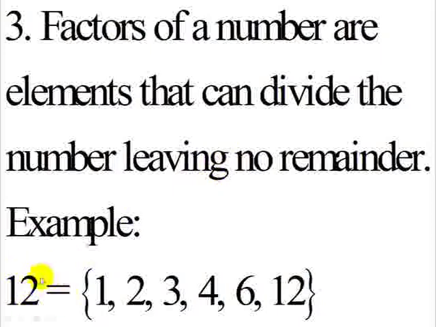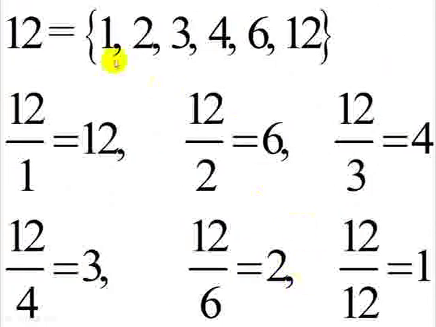That is, when we divide 12 by the factors of 12, it leaves no remainder. Let's look at the illustration. Now, the factors of the number 12 are 1, 2, 3, 4, 6, and 12. When we divide 12 by 1, the answer is 12. The remainder is 0. When we divide 12 by 2, the answer is 6. No remainder. When we divide 12 by 3, the answer is 4, leaving no remainder.